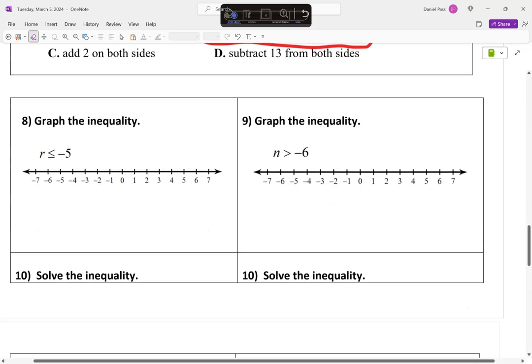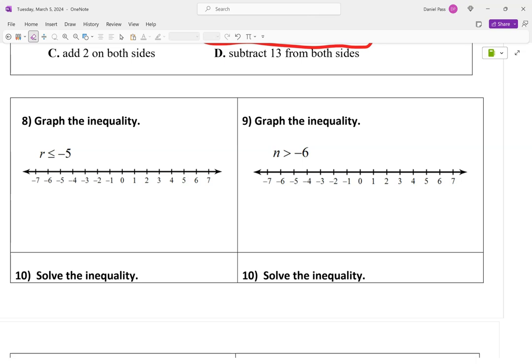Okay, now it's going to be Dylan. Let's hear it for Dylan. All right, go ahead. Now you got to go quick. Because this one's closed, you have to have the circle closed, and you have to start it on -5. And then you go to the left.